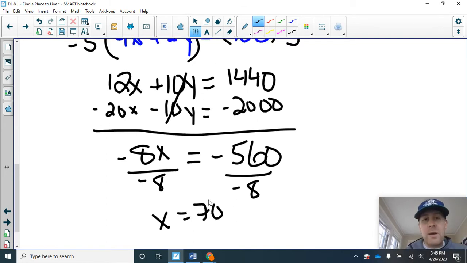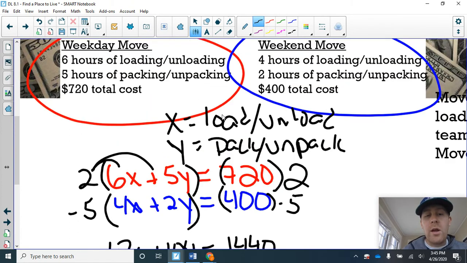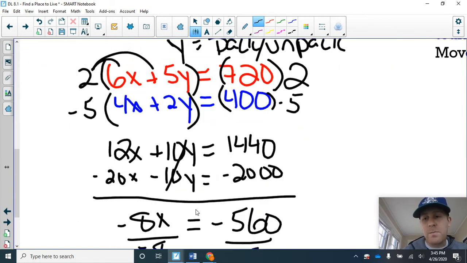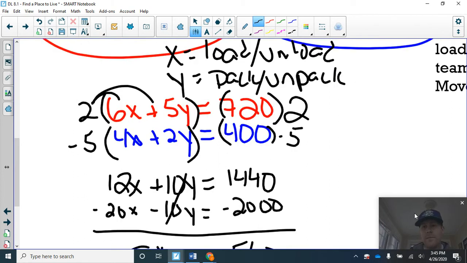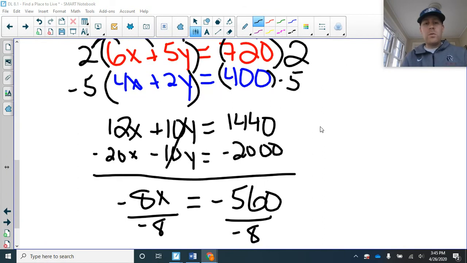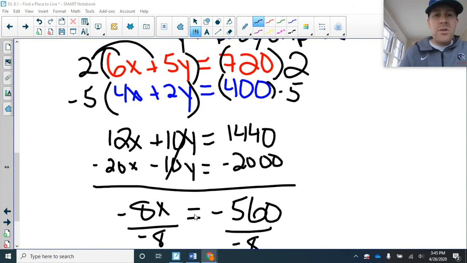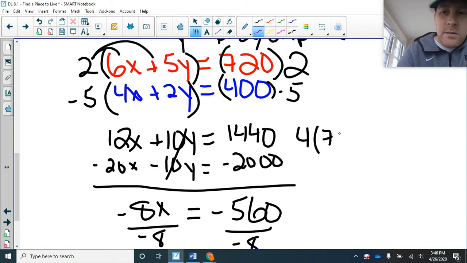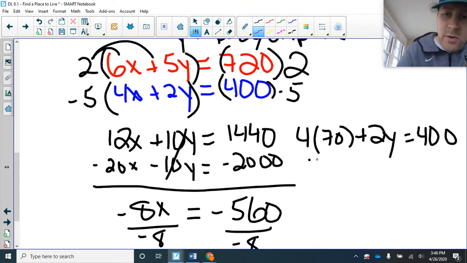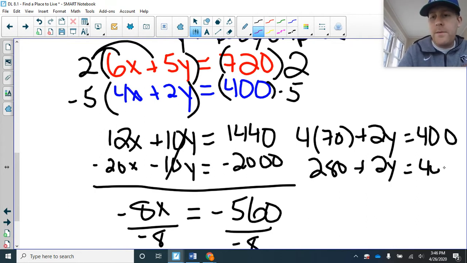Since x represented the price per hour of loading and unloading, that means it's costing us $70 per hour to load and unload the truck. Now that we know what x is, let's plug it back into one of the original equations. I'm going to use the bottom one because those coefficients are a little bit smaller. So 4 times x, which we just figured out was 70, plus 2y equals 400. 4 times 70 is 280, so 280 plus 2y equals 400.